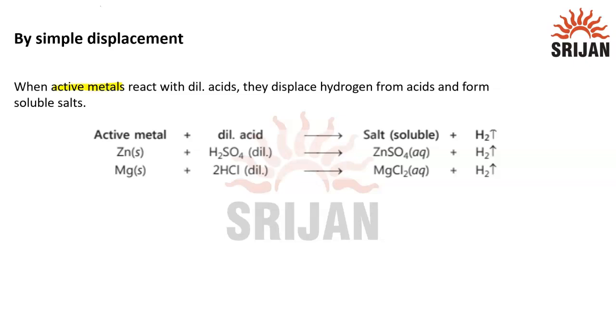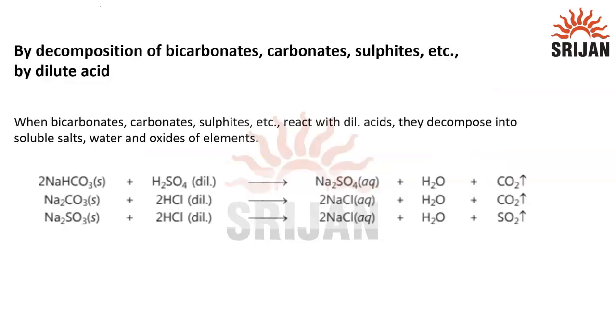When active metals react with dilute acids, they displace hydrogen from acids and form soluble salts. For example, zinc on reacting with dilute sulfuric acid produces zinc sulfate, which is a soluble salt, along with the evolution of hydrogen gas. Then magnesium on reacting with dilute hydrochloric acid produces magnesium chloride, which is again soluble, and the evolution of hydrogen gas.